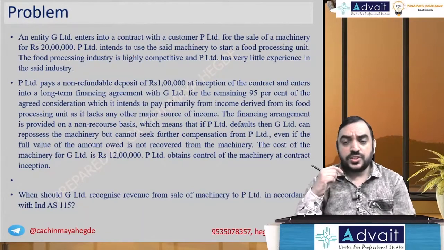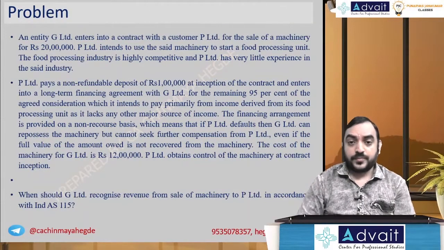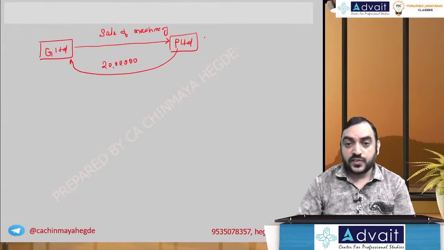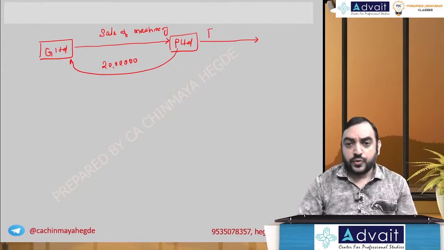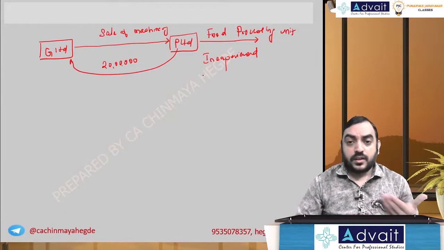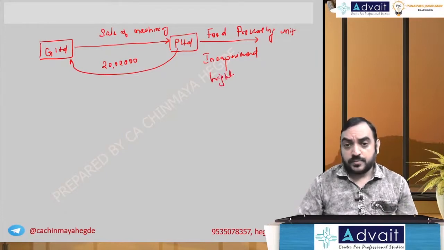It is used to start a food processing unit. Highly competitive, has little experience. So this is going to be used in food processing, maybe some chips or some packaged foods. Food processing unit. And P Limited is inexperienced and this is a highly competitive market. Means lot of players are already there. Highly competitive.